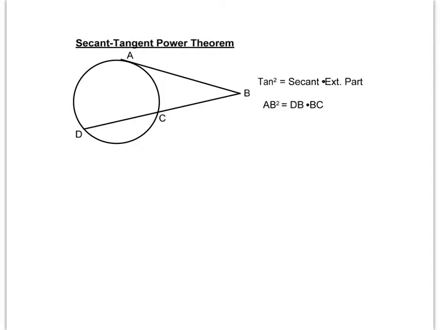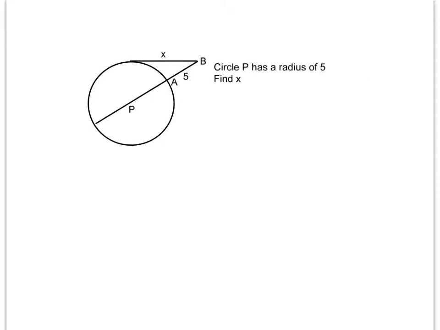So looking at this picture again, I've got AB squared. That's equal to this entire segment right here, which is BD, or DB, times just the outside segment, BC.